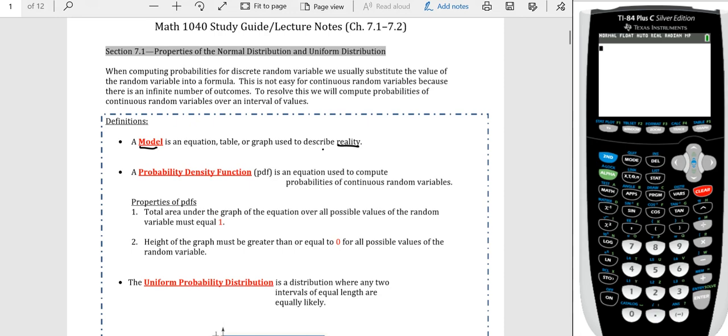The type of model that we're going to concern ourselves with here is what we call a probability density function, or PDF. That being an equation that's used to compute probabilities of continuous random variables.